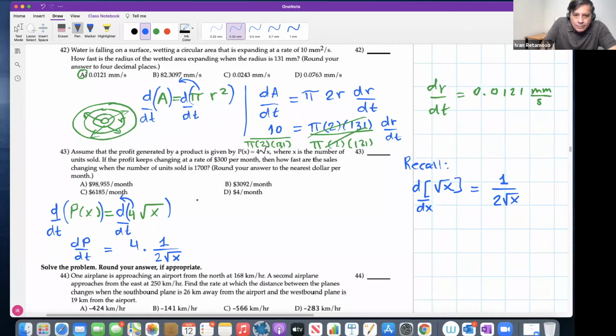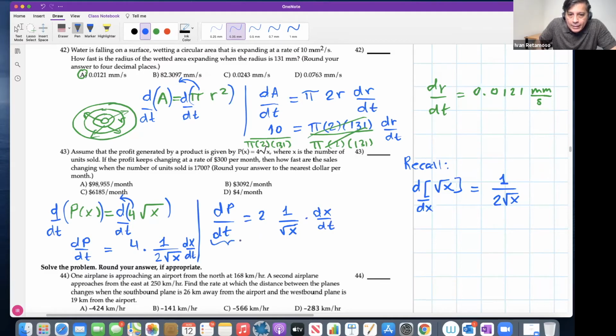2 into 4, 2, right? So let's simplify a little bit. 2, 1 over the square root of x. Great. Now, don't forget that this is a derivative with respect to time, so we have to attach the dx dt here.